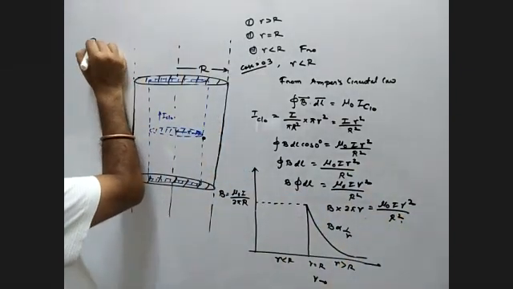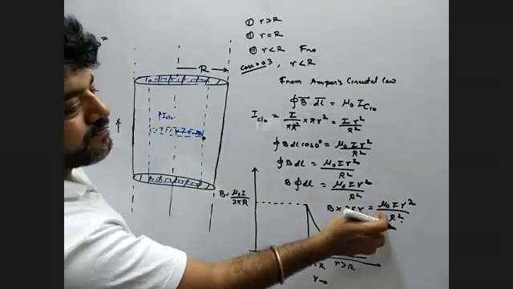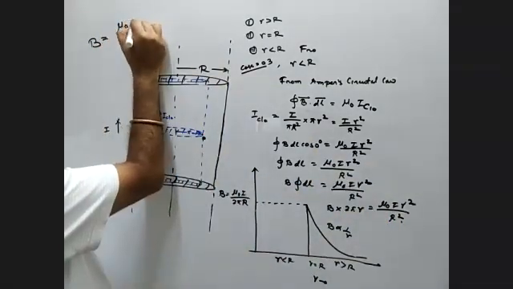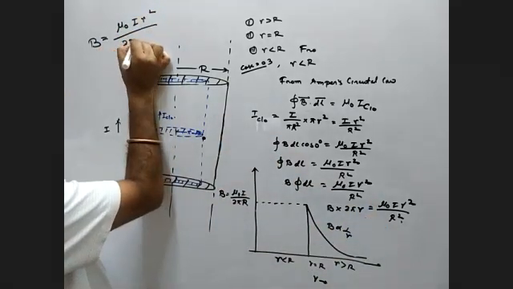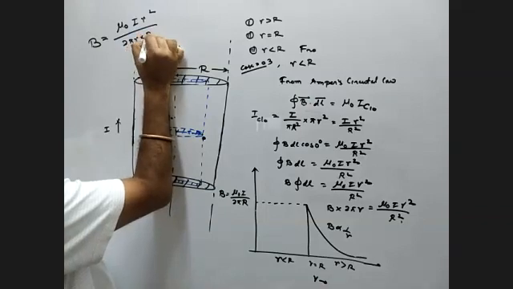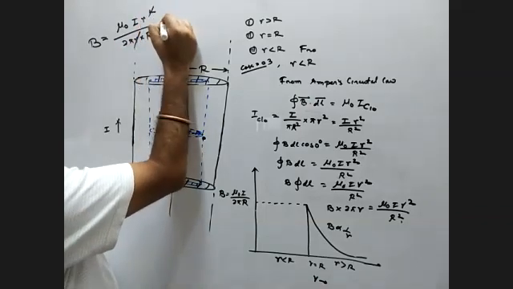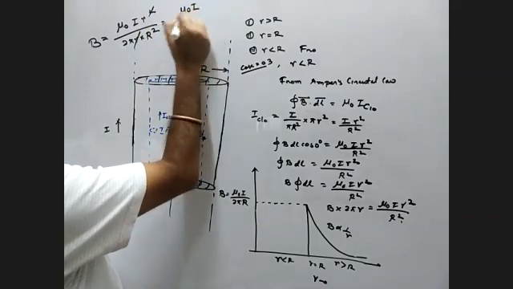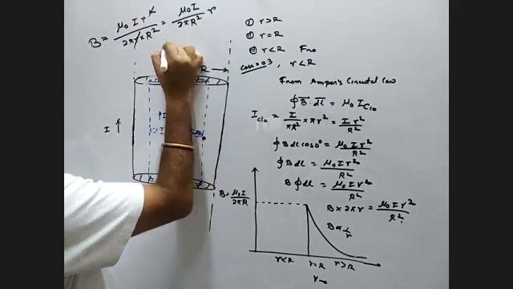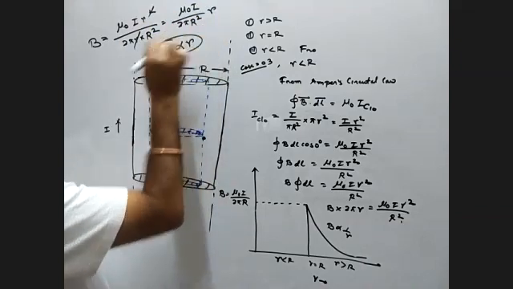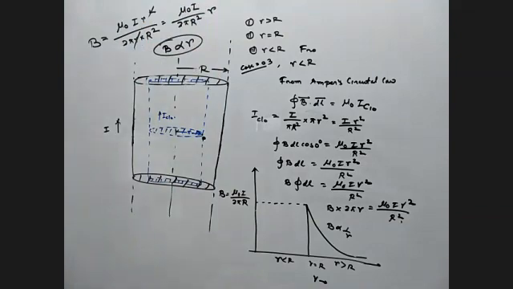If we write this magnetic field, that is mu naught I r squared, and 2 pi r comes down, 2 pi r into R squared. So this r cancels. We have mu naught I r by 2 pi R squared. So the magnetic field is directly proportional to r. Is it clear, everyone? Yes, sir. Magnetic field is directly proportional to r.